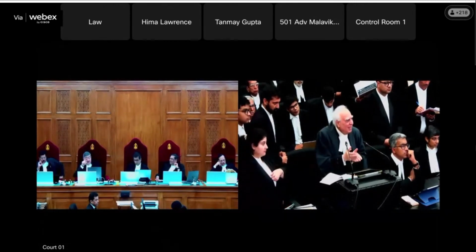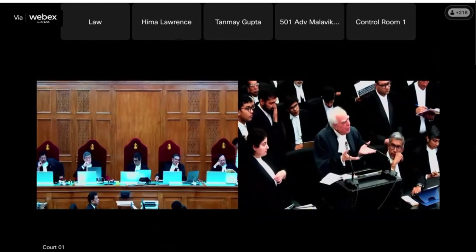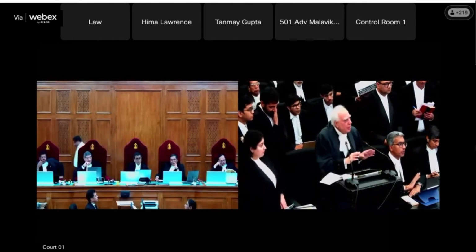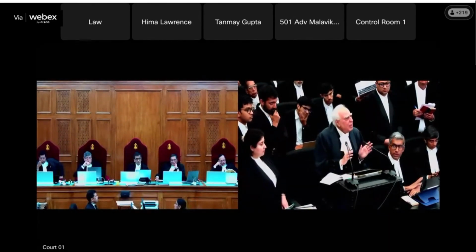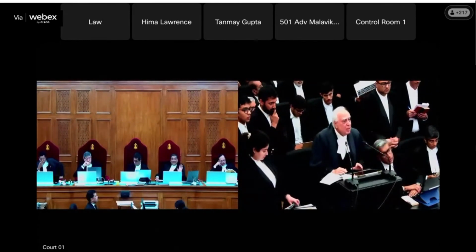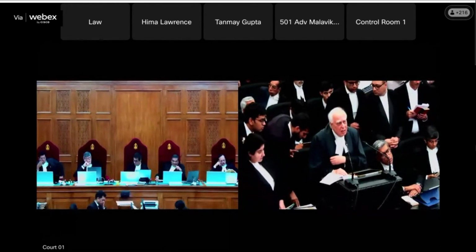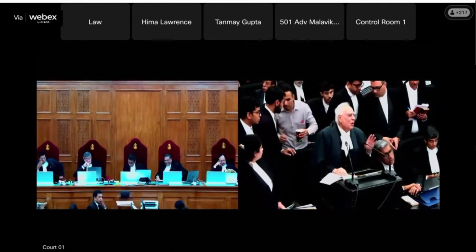B is 370 and C is Article 1. And 1 is the integration. So that can't be touched. Part of India can't be touched. 370 can't be touched. All other things can be touched. C doesn't say 370 cannot be touched. In fact, clause 3 makes it very clear it can be touched.